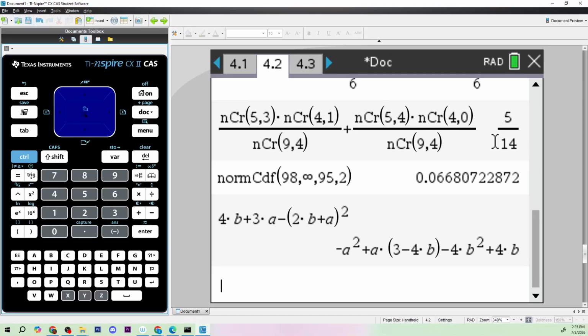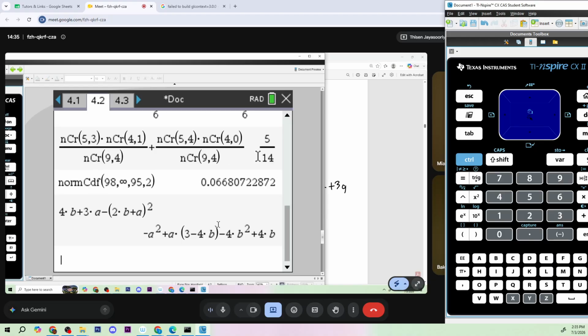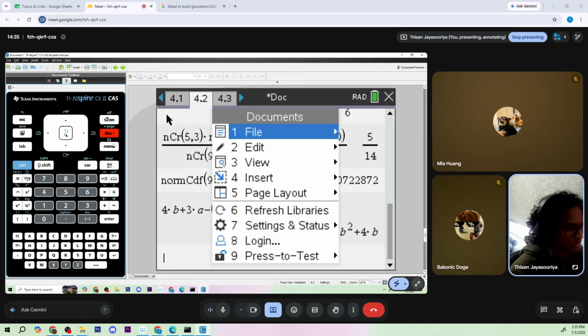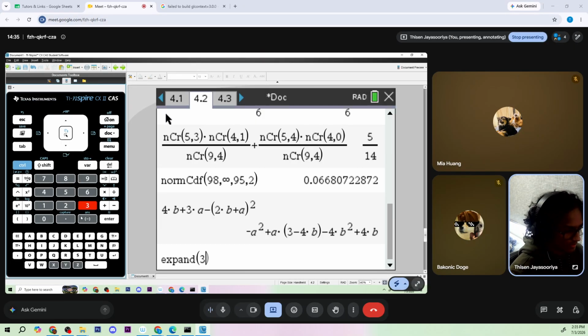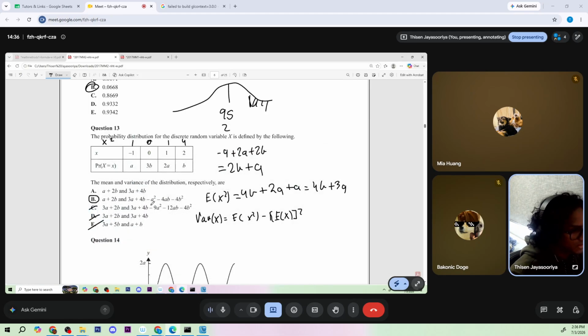If we look at the calculator, right, that's actually going to be answer option B over here. So it's really big and complicated, right? But if you actually expand this out, so if I do menu 3, I actually expand this one out, I can see it's exactly the same as what we've been given here.